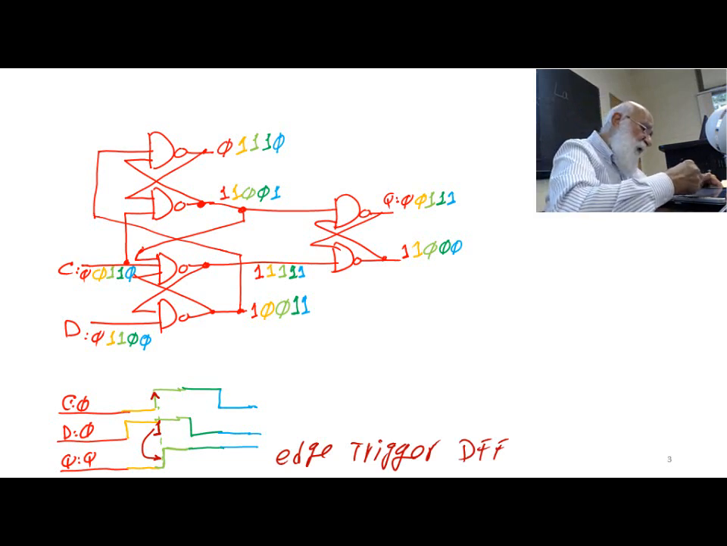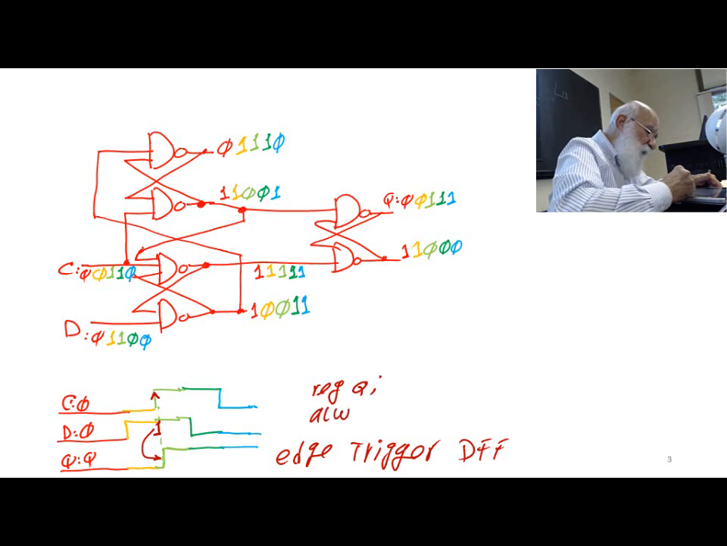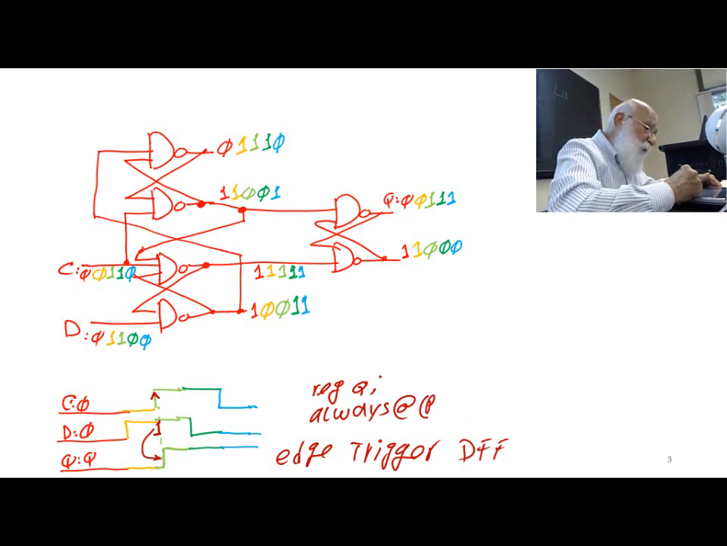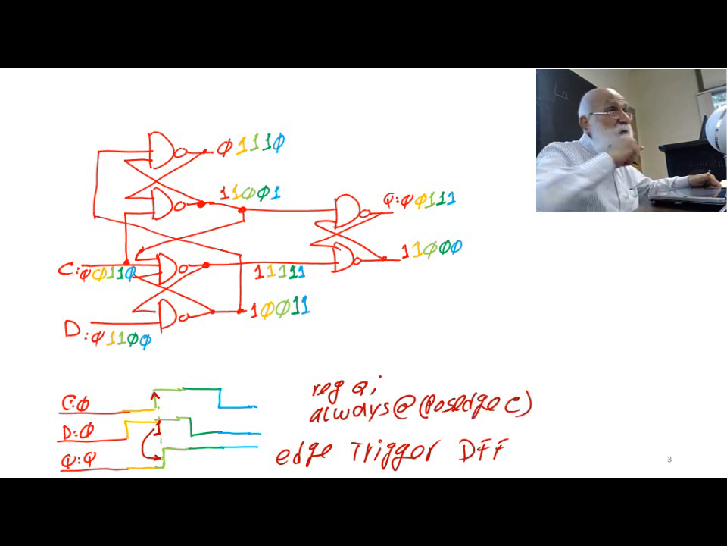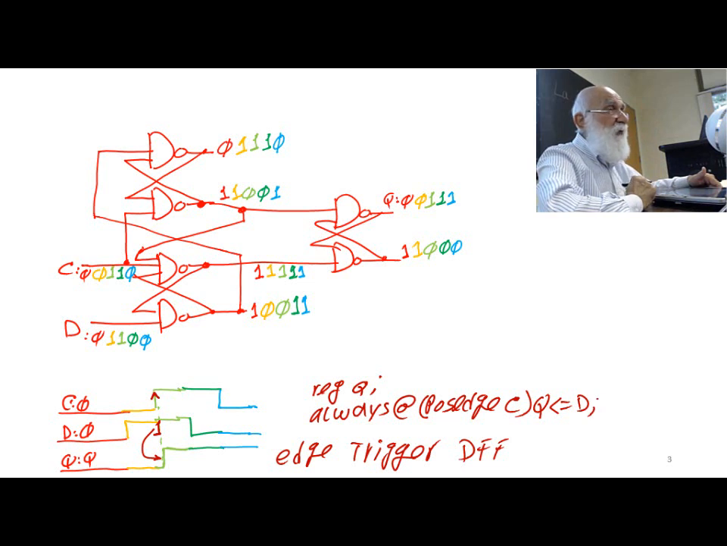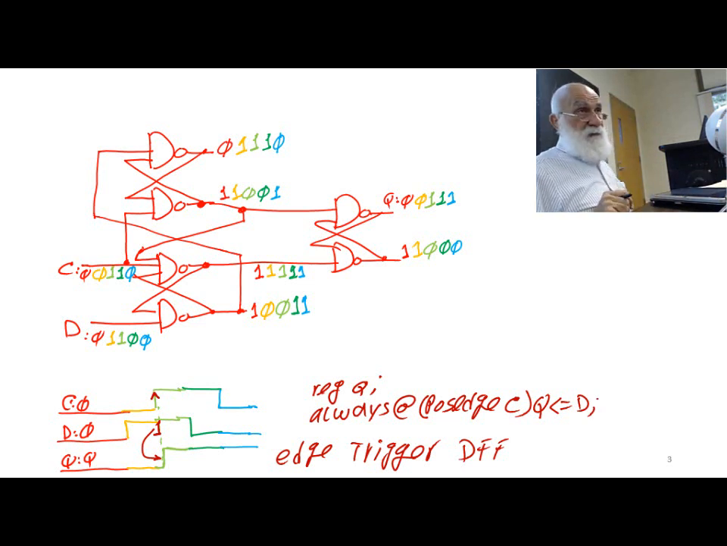And here is the Verilog. Let's again say reg Q, always. Just write down exactly what you are seeing here. Always on the positive edge of C, that means when you see the positive edge of C, Q gets D. Okay? Alright, so this is my flip-flop.